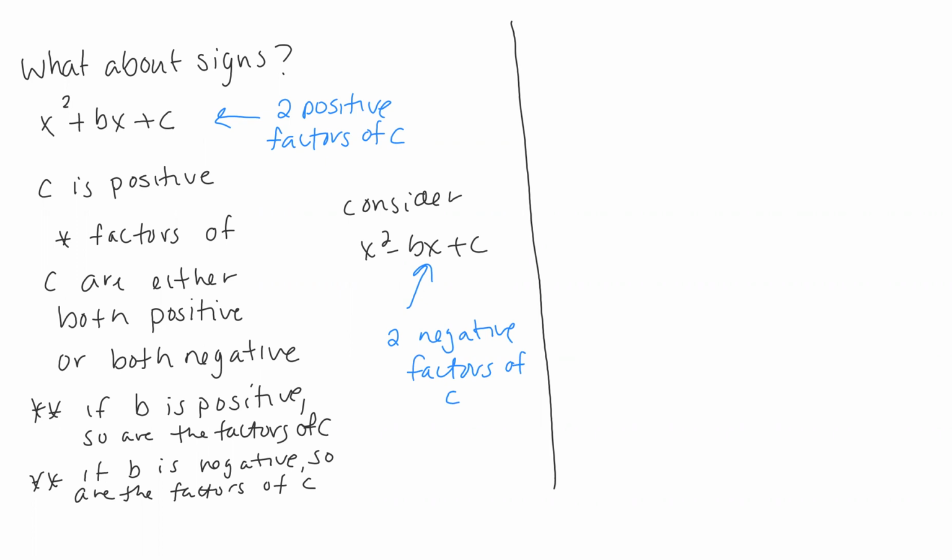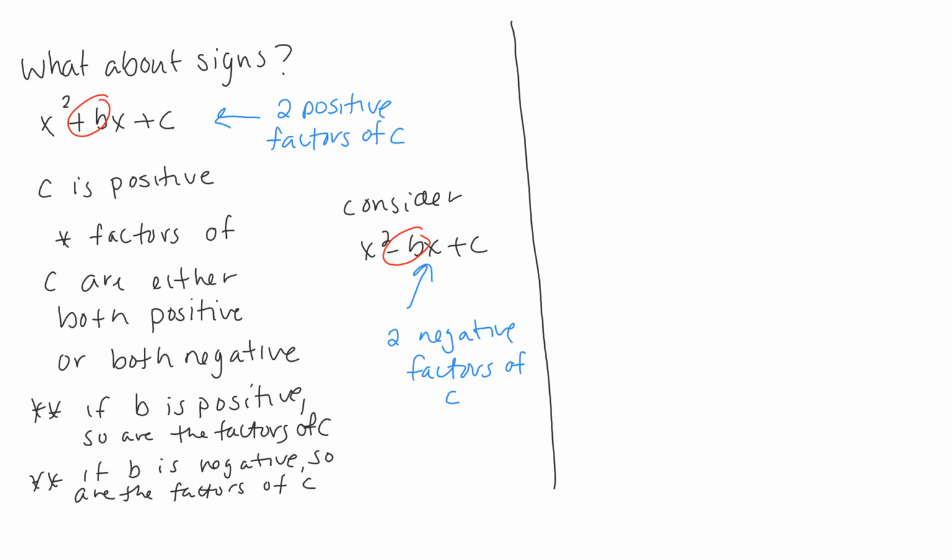So again, just to kind of recap this idea, signs are going to be a big deal in this video. And so as we move through, hopefully it'll kind of become a little bit more second nature. But basically, if the C, the constant in your quadratic trinomial, is positive, both factors that you're looking for are going to be either both positive or both negative. And B tells you what. So if B is positive and C is positive, you need two factors of C that are positive. If B is negative, that tells you the two factors of C have to be negative.